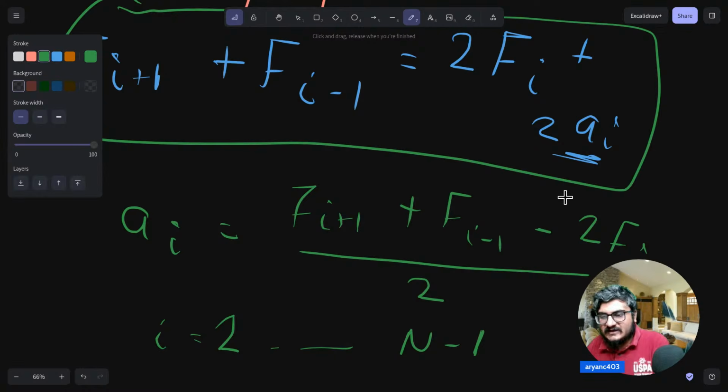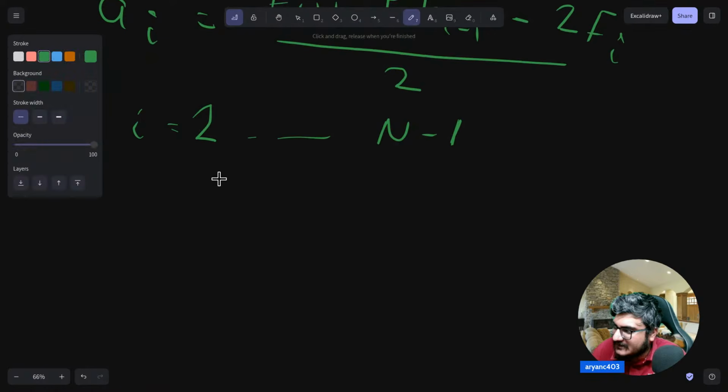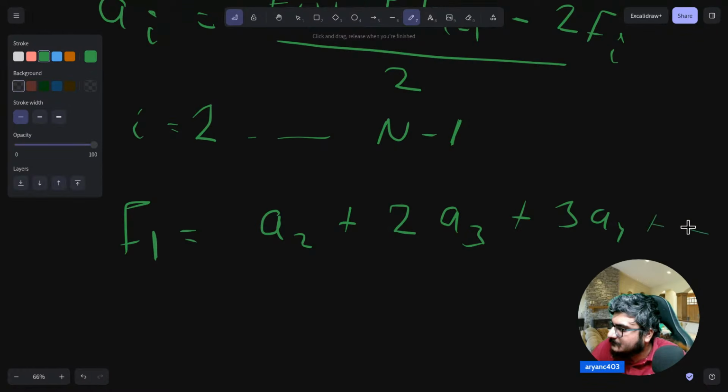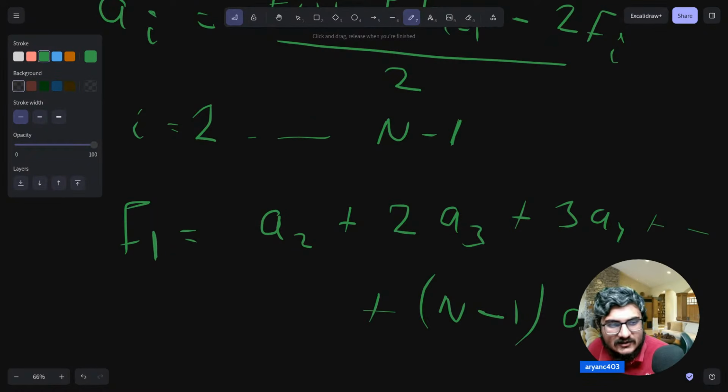So once we realize this, we can find all a i from 2 to n minus 1. Then we can use the formula of f1 to figure out a n, and we can also use the formula of f n to figure out a1. Like, once you know every other element, you know that f1 is nothing but 2 times a2 plus 2 into a3 plus 3 into a4, up to n minus 1 times a n. You can subtract all of these terms, divide by n minus 1, and you will get a n, whatever element you want. And same, you can do the same with f n to figure out a0, a1.